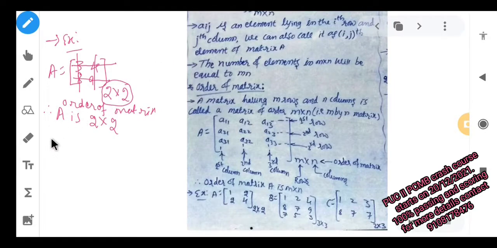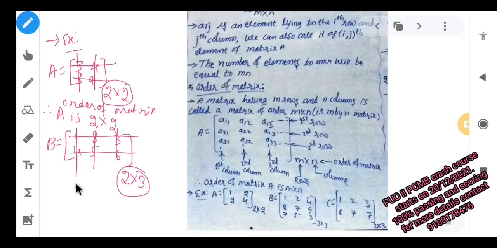So one more example you can see here. So that I am going to consider 1, 8, 3. Next 4, 5, 6. So first you observe how many rows. Before writing that order, first and foremost you should observe how many rows. So see here 2 rows. How many columns? 1, 2, 3. So then what is the order of that B matrix?